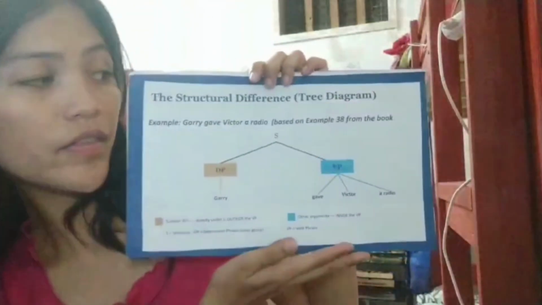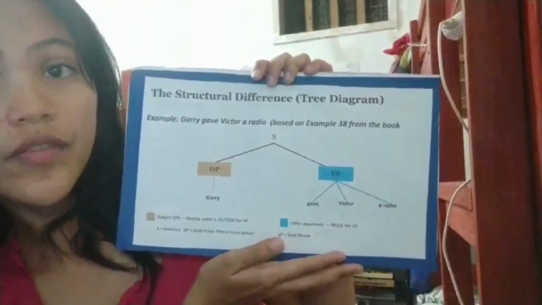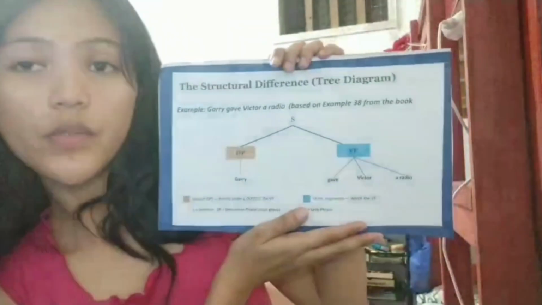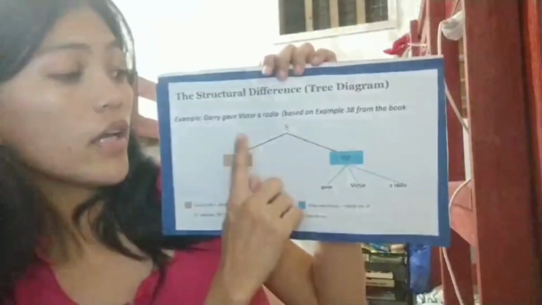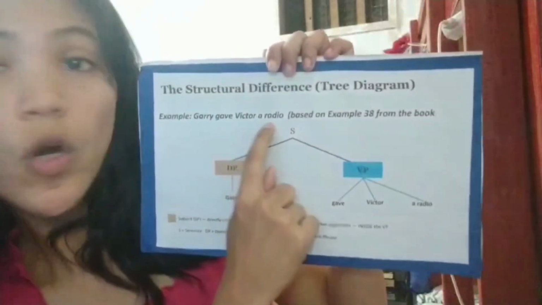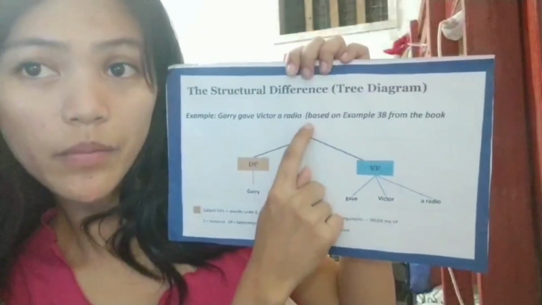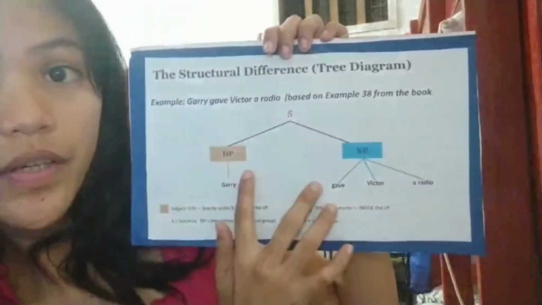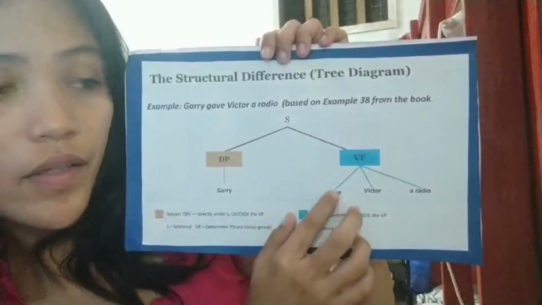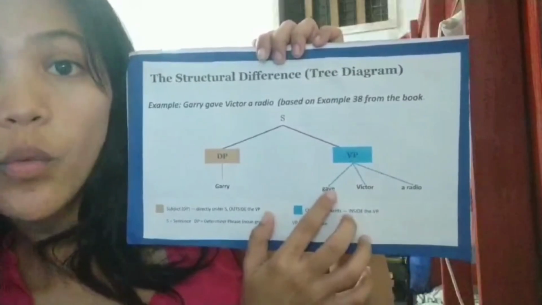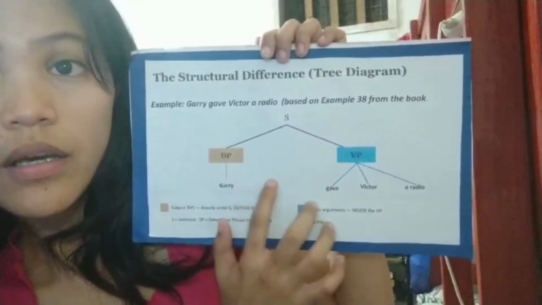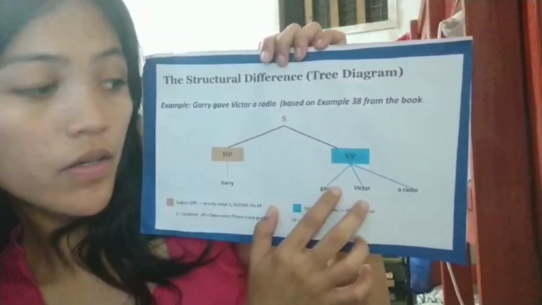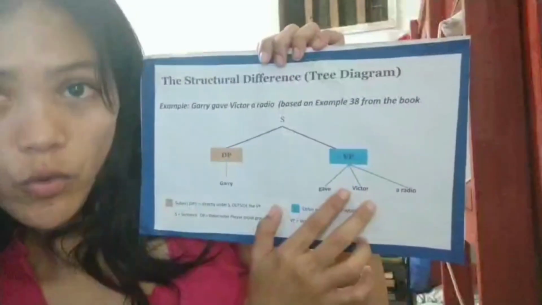So this is the structural difference, or the T diagram, of the subject. We have an example here: Gary gave Victor a radio. It is based on the example from the book. As we can see on the diagram, this is the subject and this is the entire verb phrase. So what is the subject? Gary. And what is the verb? Gave. And the entire verb phrase is gave Victor a radio.